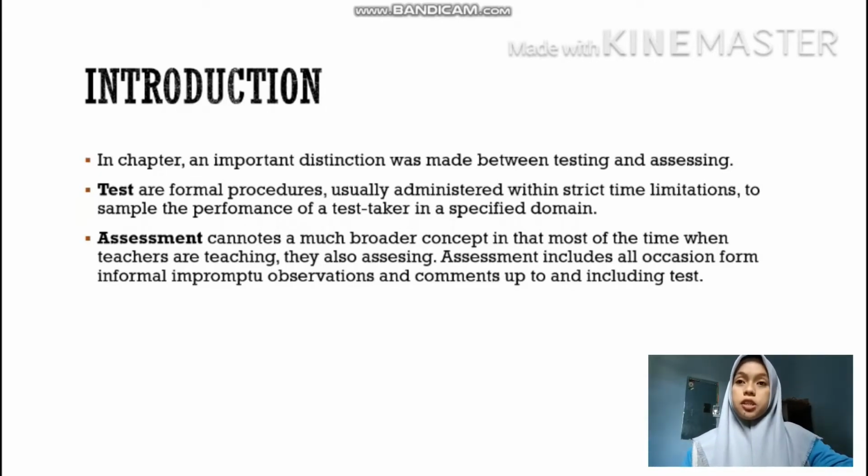Assessment connotes a much broader concept in that most of the time when teachers are teaching, they are also assessing. Assessment includes all occasions for informal observation and comments, and including tests. Assessment berguna untuk to make sure student ability.